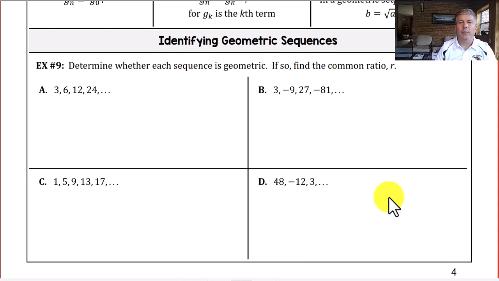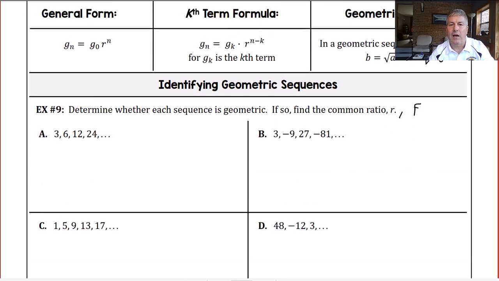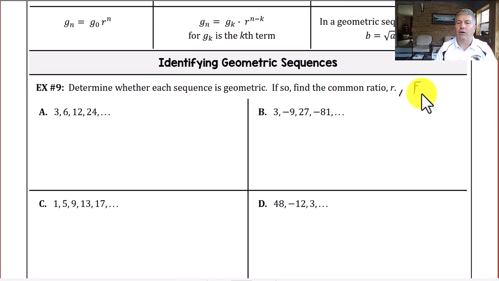In our sample problems here, they're just asking to identify whether it's a geometric sequence or not, and to find the common ratio of r. I think we're going to take that one step further, and we'll also find the formula for that particular sequence, if it is one. So we'll go ahead and do that.